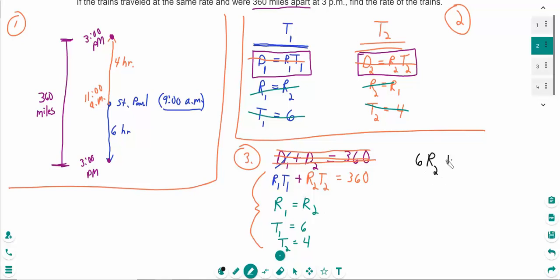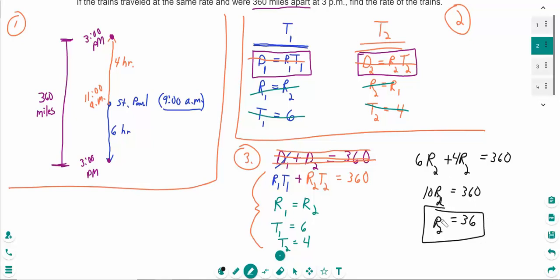Then I have my plus. Then I have R sub 2, which we don't know. I mean, I could say it's equal to R sub 1, but I don't want to do that. I want to keep it as R sub 2 so that I have only one variable going on right here. They're both R sub 2. And then I have T sub 2, which is a 4. So again, I'm going to write that in front. 4 times R sub 2. Okay? Equals 360. Now I can just combine these, and I get 10 R sub 2 is equal to 360. Divide both sides by 10, and I get R sub 2 is equal to 36.